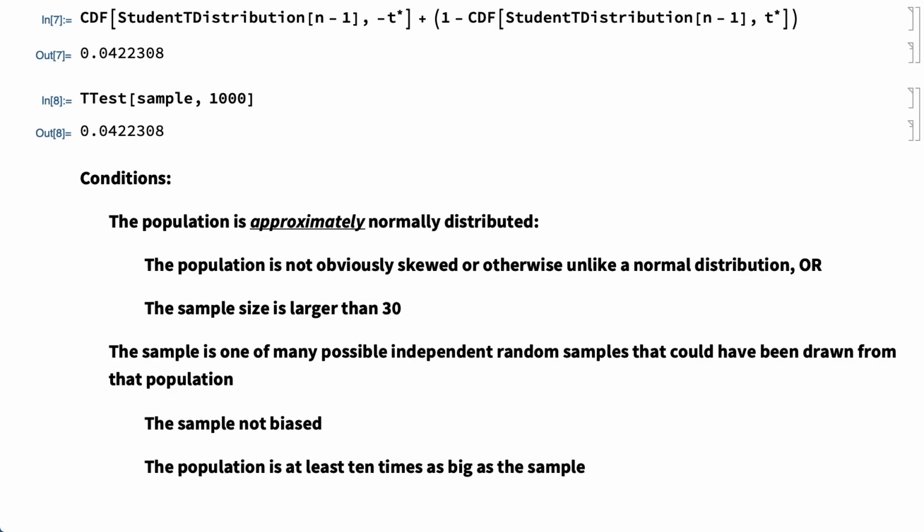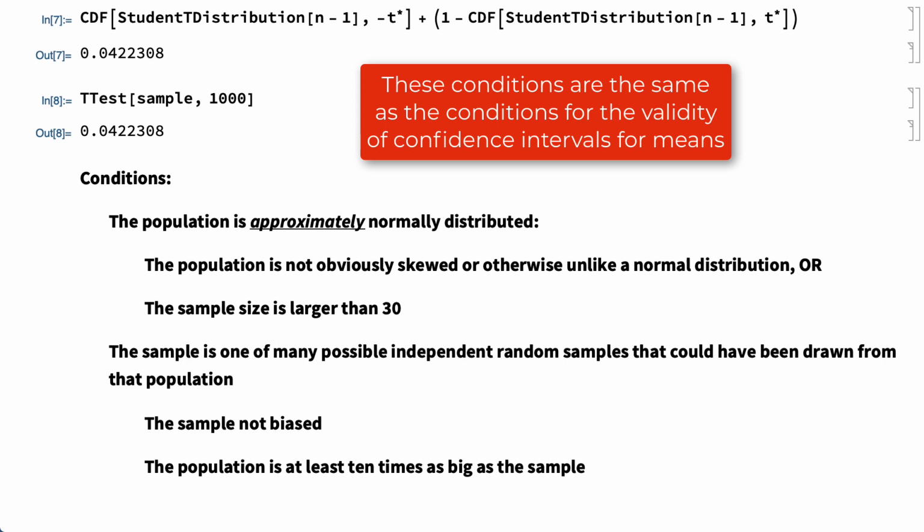The assumption that the population is normally distributed is one of the conditions for the validity of this calculation. The complete set of conditions is the same as the set of conditions that came up in the earlier section on confidence intervals for the mean of a population. These are the conditions necessary for getting a sampling distribution that matches a known distribution, and that sampling distribution is needed for computing the p-value.